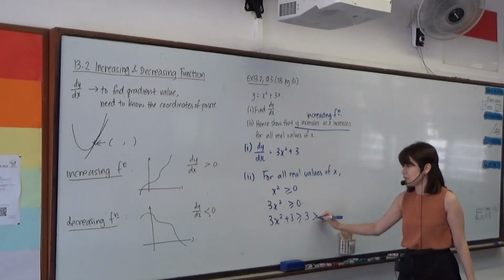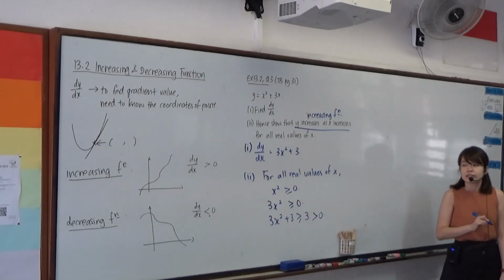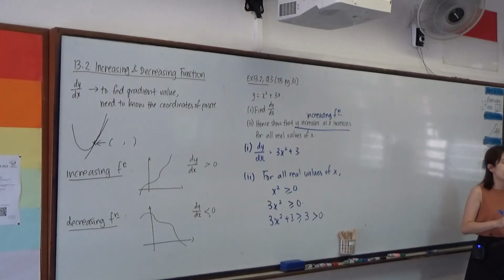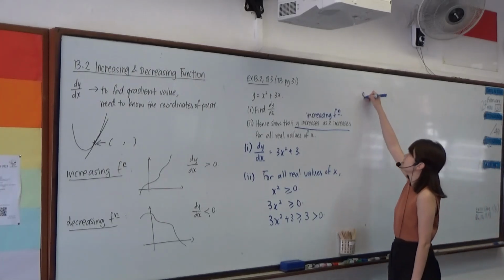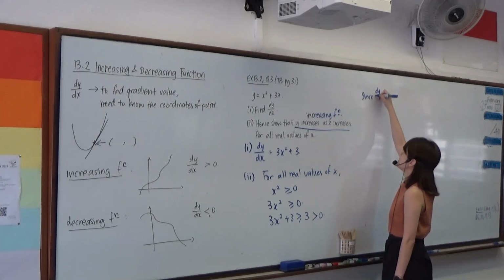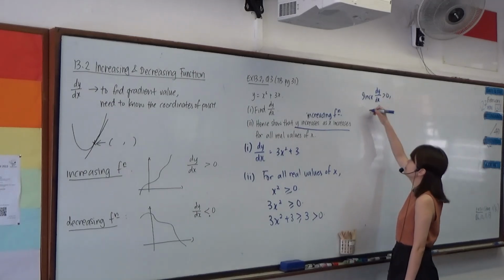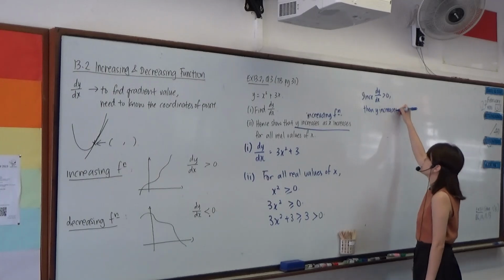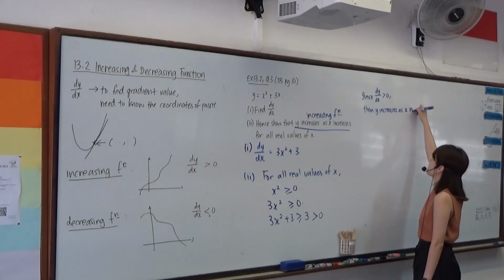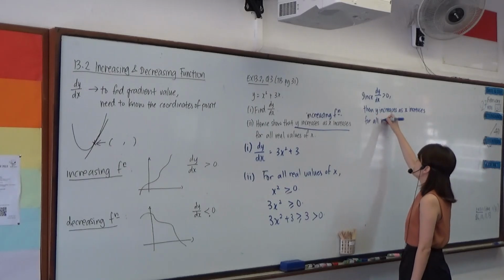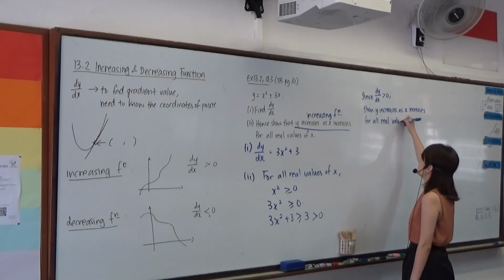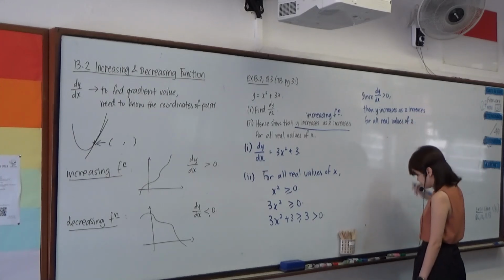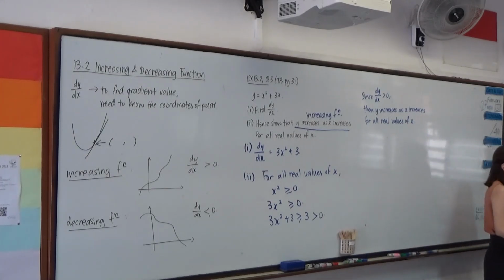And 3 is definitely more than 0. Therefore, we have shown that dy over dx is actually positive. So, since dy over dx is more than 0, then y increases as x increases for all real values of x.